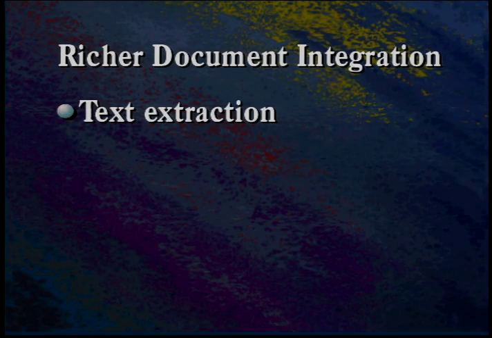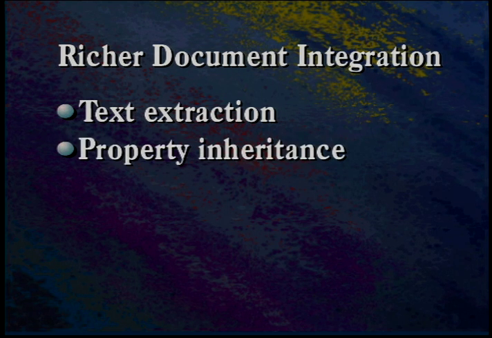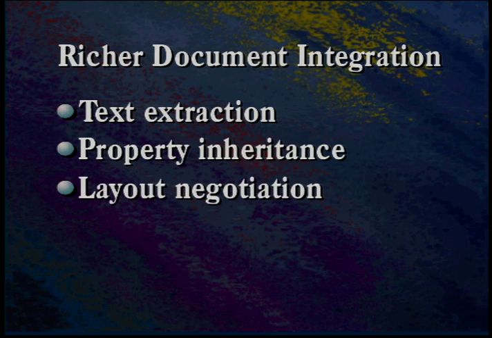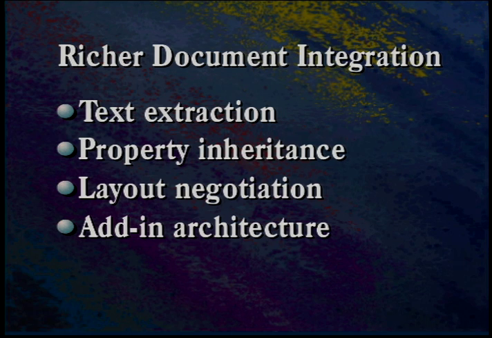In the area of richer document integration, we will be defining additional interfaces which exploit the OLE architecture's ability to add interfaces into the system. New interfaces will support things like text extraction for spell checking and indexing, property inheritance so that objects can take on the look of their container, layout negotiation for complex page layouts and page breaking, and an add-in architecture so that add-in objects that use OLE automation to extend the functionality of a particular document or system can be added into an application product and co-reside with other add-ins in a robust fashion without colliding with each other.